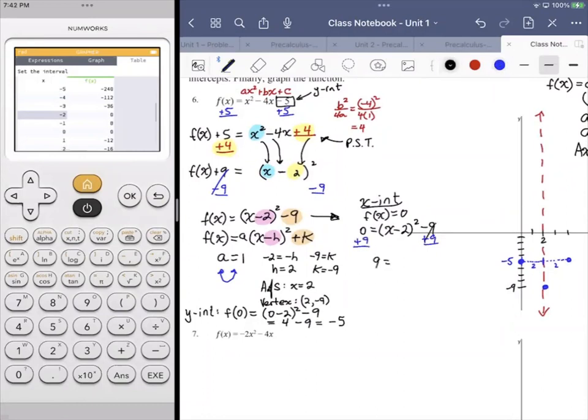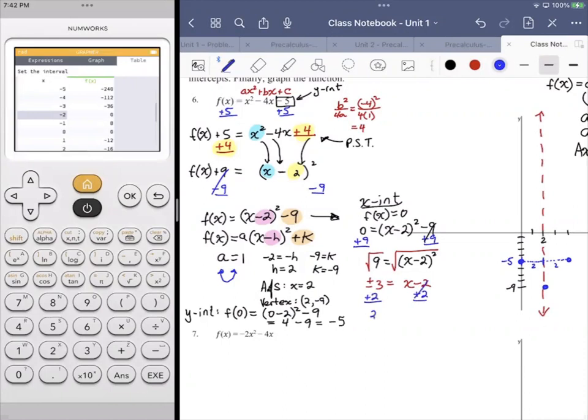So I get 9 is equal to (x − 2) squared. Take the square root of both sides, no imaginary numbers here. The square root of 9 is going to be 3 or −3, so plus or minus 3. The radical and the power of 2 cancel each other over here. And then I would add 2 to both sides.